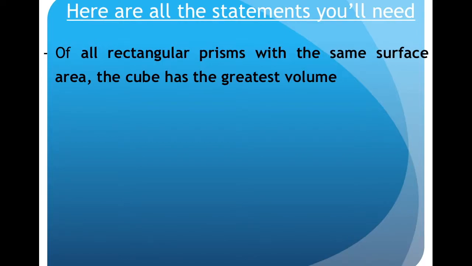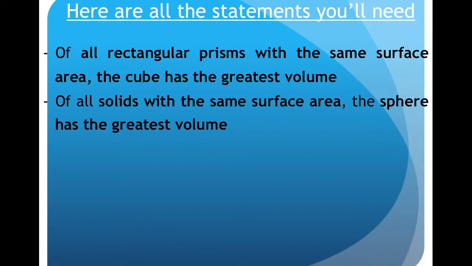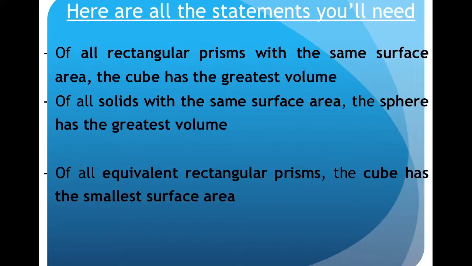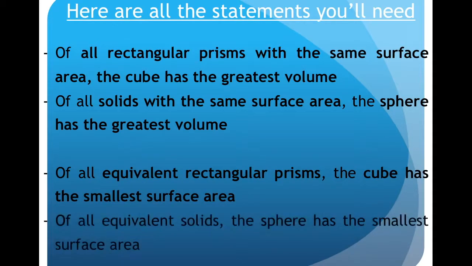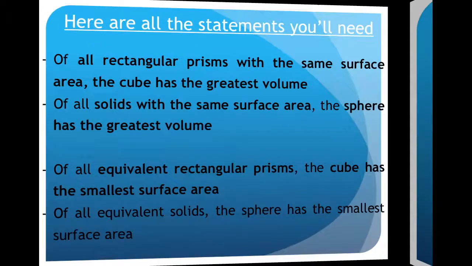Of all rectangular prisms with the same surface area, the cube has the greatest volume. So we're talking about rectangular prisms here with the same surface area. Of solids with the same surface area, the sphere actually has the greatest volume. When we talk about equivalent rectangular prisms, meaning rectangular prisms with the same volume, the cube will always have the smallest surface area. And of all equivalent solids, so any solid that has the same volume as another, the sphere actually will always have the smallest surface area.